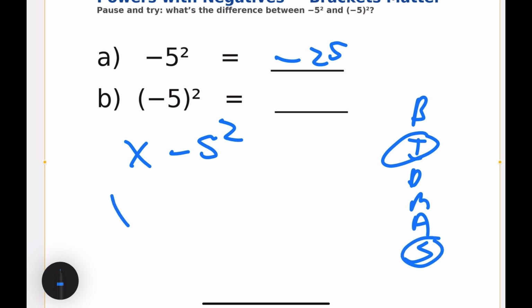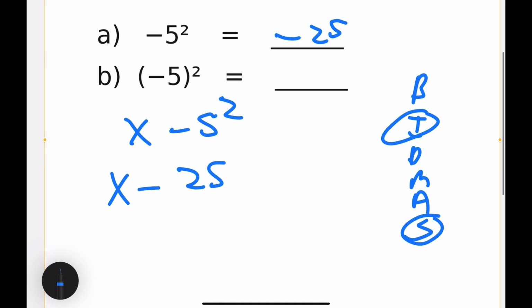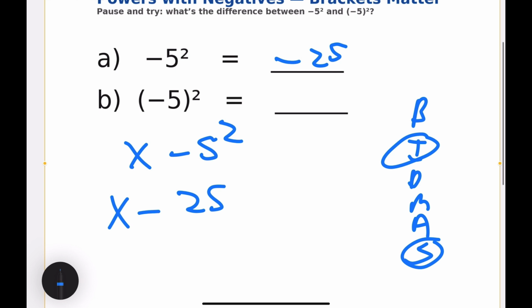So it'd basically be x minus the 5 squared, which is 25. So it's x taking away the 5 squared. So it'd be x minus 25. And then with minus 5 squared, we are basically squaring what's inside the brackets. So it'd be minus 5 squared, and minus 5 multiplied by minus 5 would be positive 25.